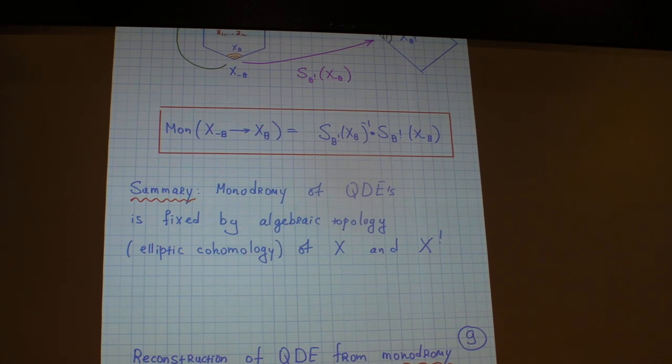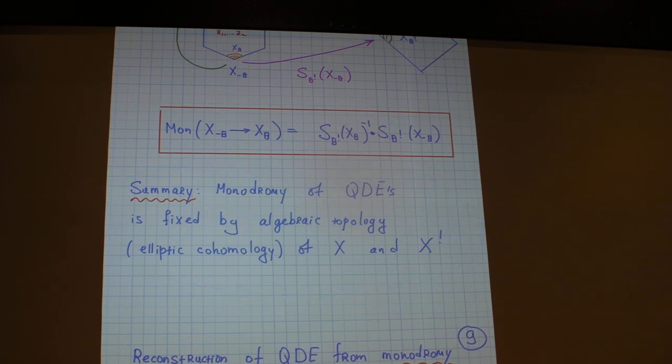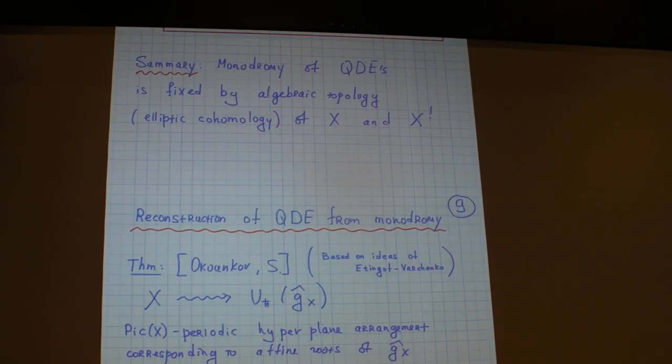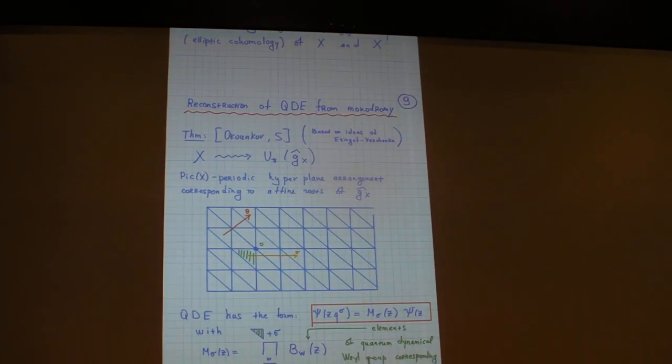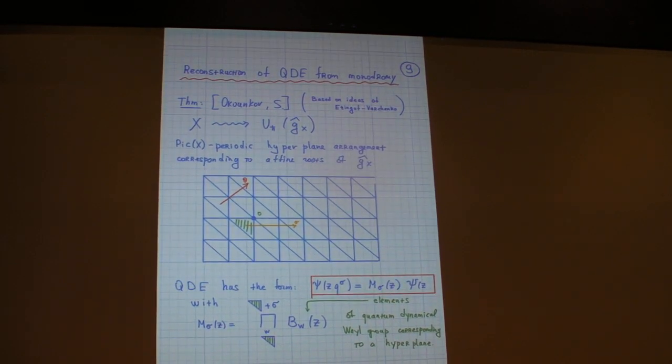Okay, so this is my second point. The summary of this discussion is again that quantum geometry of Nakajima varieties, the enumerative geometry of Nakajima varieties, these difference equations, is in a sense controlled by the algebraic topology of X and X dual, namely by elliptic homology. Well, okay, so let's go back to the question of construction of the quantum difference equation from the monodromy.